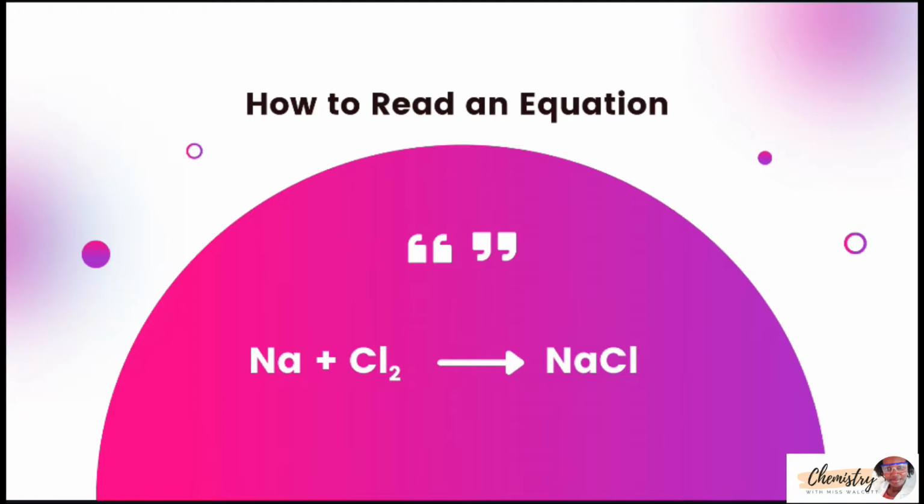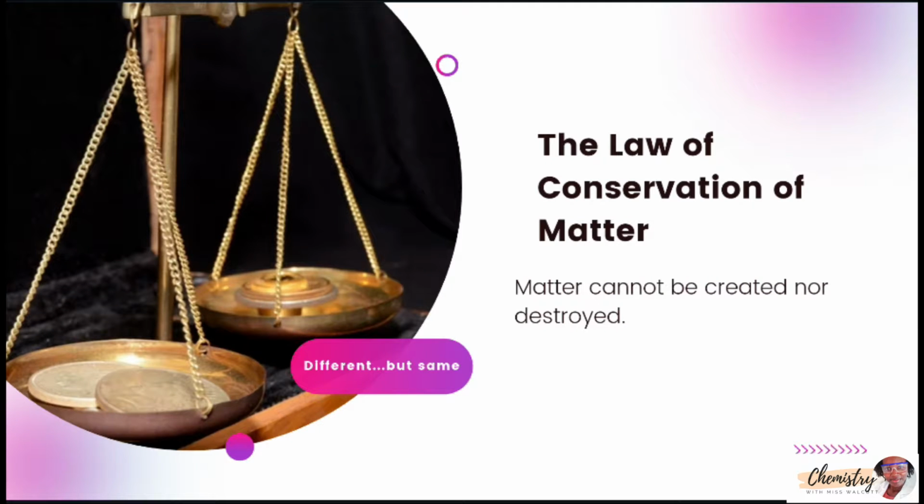Apart from telling us what is reacting and what is being formed, a chemical equation can give us further information, such as the conditions under which the reaction takes place, or the ratio of reactants and products. In order to get these quantities, however, we must observe the law of conservation of matter, which states that matter cannot be created nor destroyed. All the atoms that exist at the beginning of a reaction must be present at the end of the reaction.